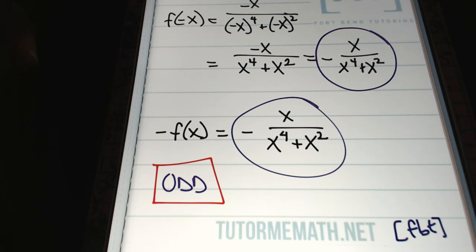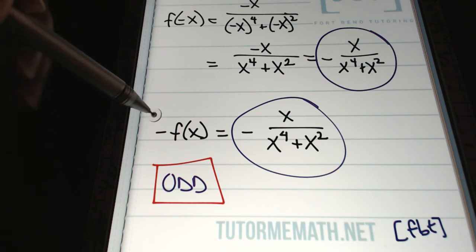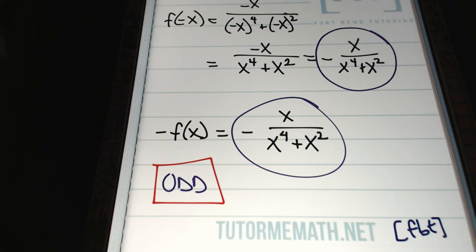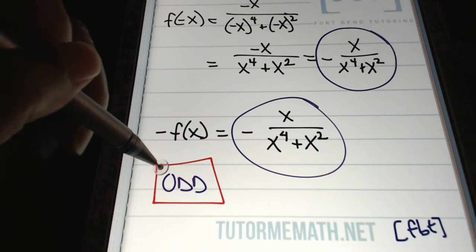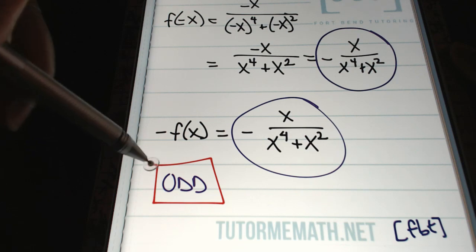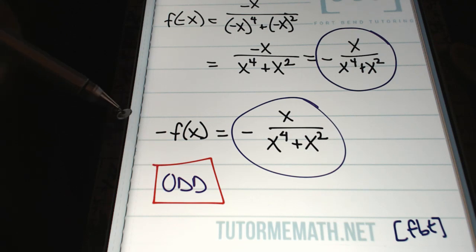So the bottom line is, guys, that we had f of negative x being equivalent to the opposite of f of x, and that confirms that we are dealing with an odd function. There we go. It's in a red box. Once you put it in the red box, it's good to go. I try my best not to put a wrong answer in a red box. That is the correct answer. All right, let's move on.